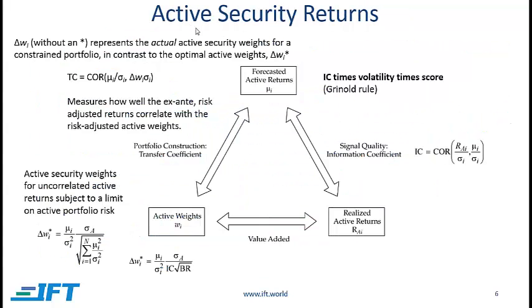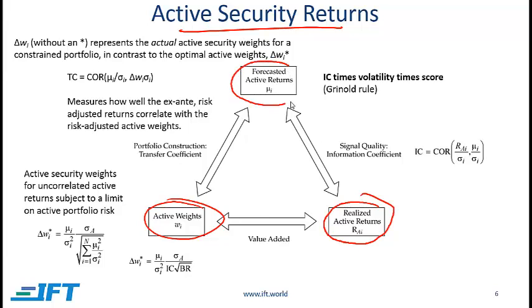Let's dig a little deeper now into active security returns. If we want to get active returns, so these are realized active returns, we have to create a portfolio with active weights. If we don't have active weights and all the weights are equal to the weights in the benchmark, then obviously our return will be the same as the benchmark return and there is no active return. So we need to take active weights. But there are two things to worry about. Sometimes there are constraints because of which we cannot create a portfolio with the optimal amount of weights.